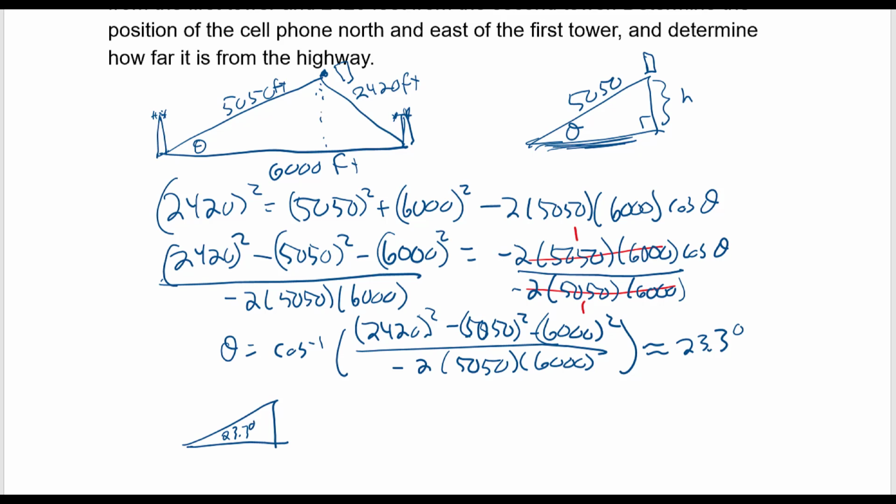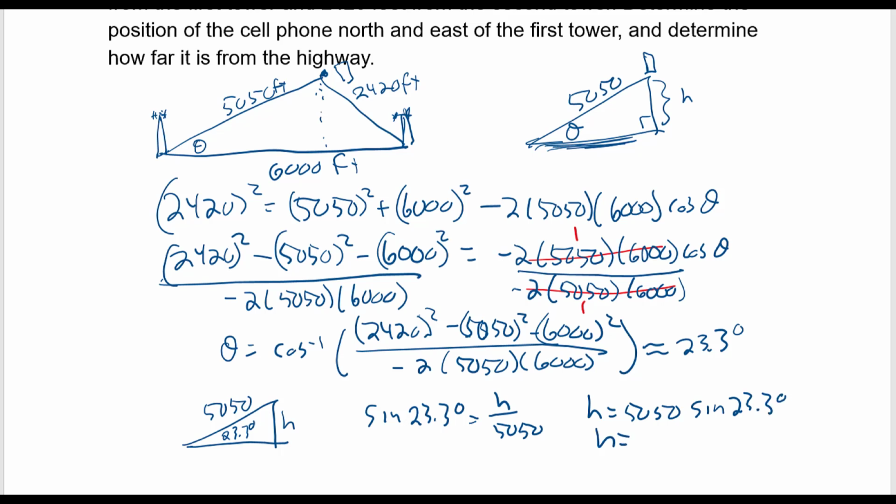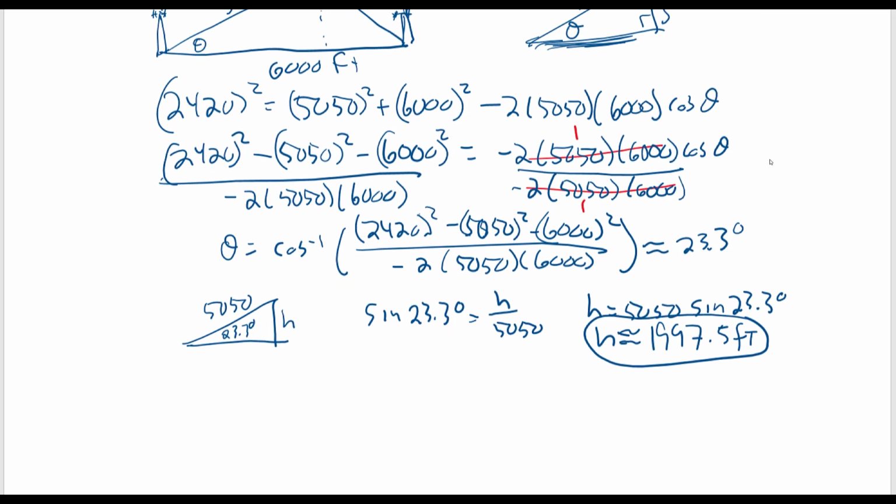Okay, so we can use that in our second triangle. 23.3 degrees. We know this is 5050. We want the height. So sine of 23.3 degrees equals h over 5050. So h is 5050 times sine of 23.3 degrees. So what is h? Approximately 1997.5 feet. Okay, that was kind of fun. Now let's go on to another one.